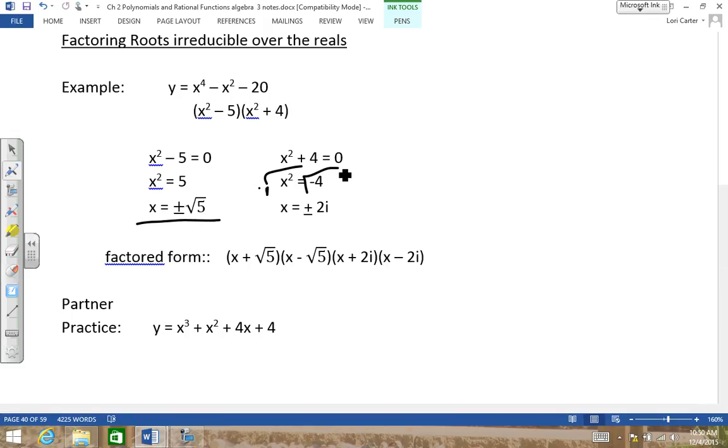If I want the factors, you have to do the x minus. So you get x minus the positive square root of 5, the negative square root of 5, the 2i, and the negative 2i. Is everybody good? Questions?